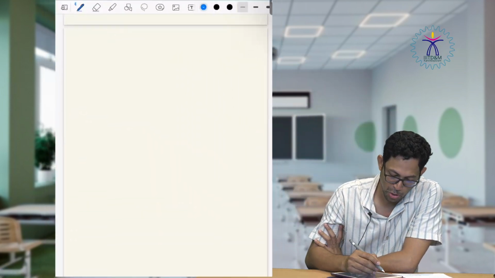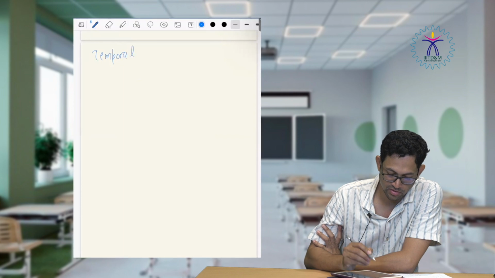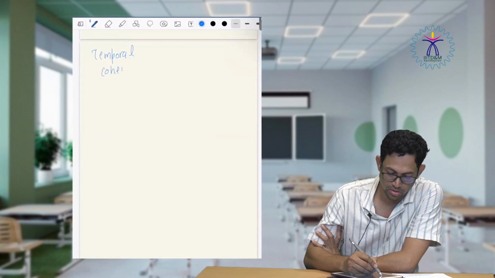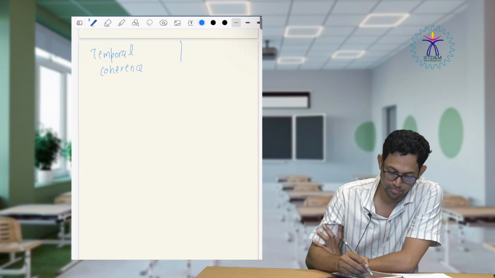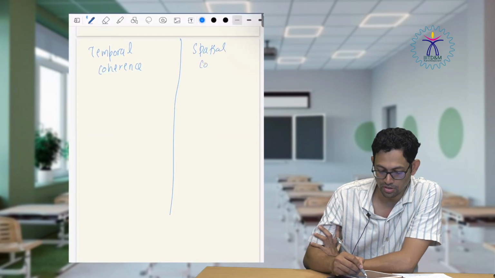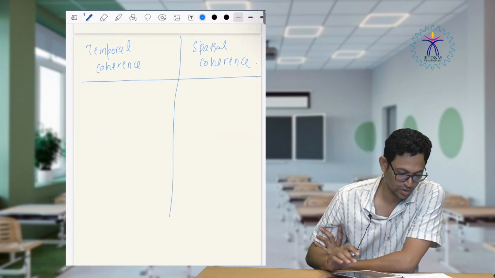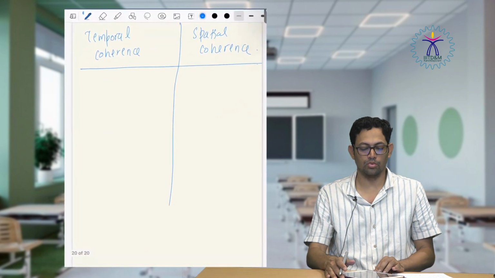In this session, we'll talk about spatial coherence. But let us try to differentiate between temporal coherence and spatial coherence, which is what we have learned till now. So let me write one table. On the left-hand side, I write about temporal coherence, and on the right, I write about spatial coherence. Okay, so what is temporal coherence?